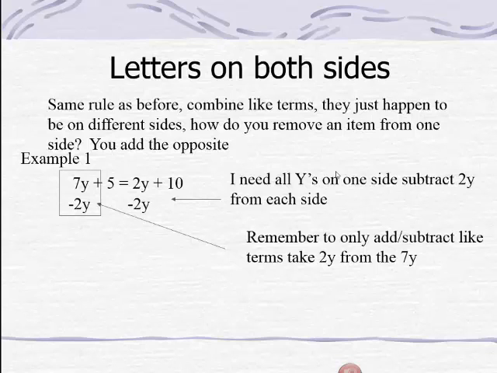Now I still combine what's 7y minus 2y. 5y, bring down the plus 5 and bring down the equals 10. And now I have a two-step equation. I'm going to subtract 5 from both sides. 5y equals 5. Divide both sides by 5. y equals 1.